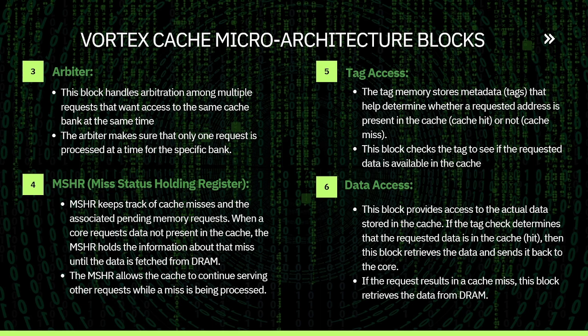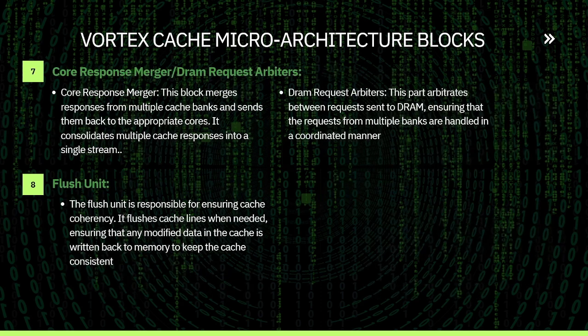Data access. This block provides access to the actual data stored in the cache. If the request results in the cache miss, this block retrieves the data from DRAM. كده عندنا core response merge وال DRAM request arbiters. core response merge ده بيمرج the responses from multiple cache banks and sends them back to the appropriate cores.